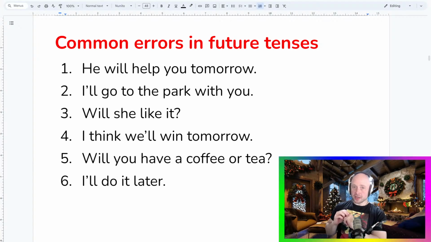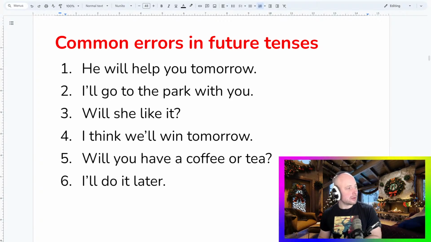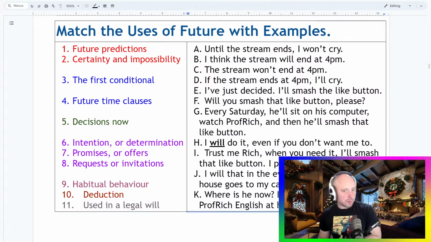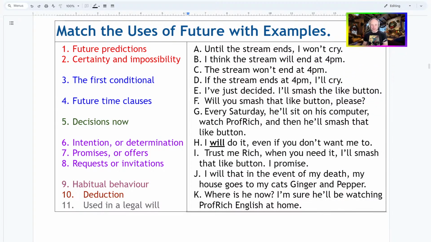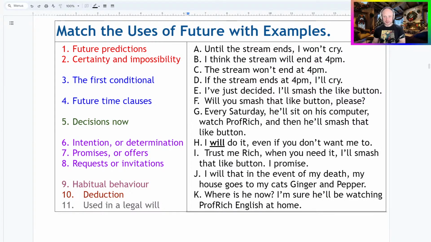11 uses of will. The future simple, primarily. And I want you to match the use with the example. Match the use with the example. So that's 1 to 11 with the examples A to K. And unfortunately, there's not really a lot of room on the screen for me here. Do we have any graphic artists in our community?